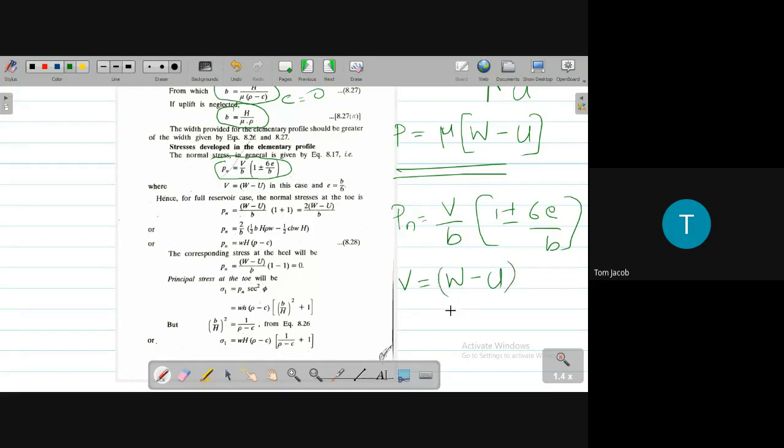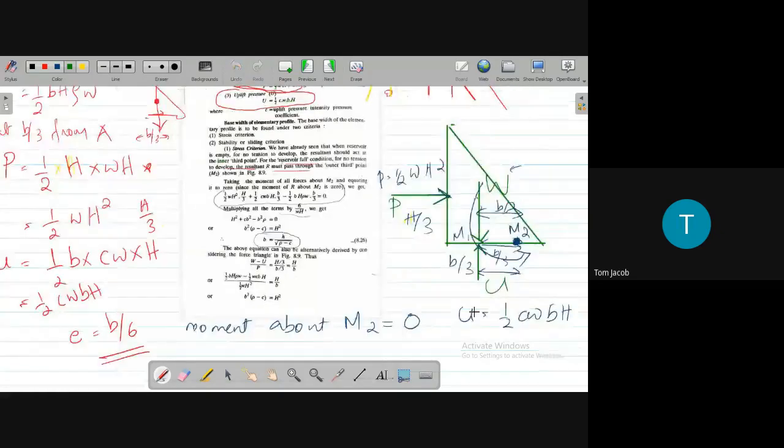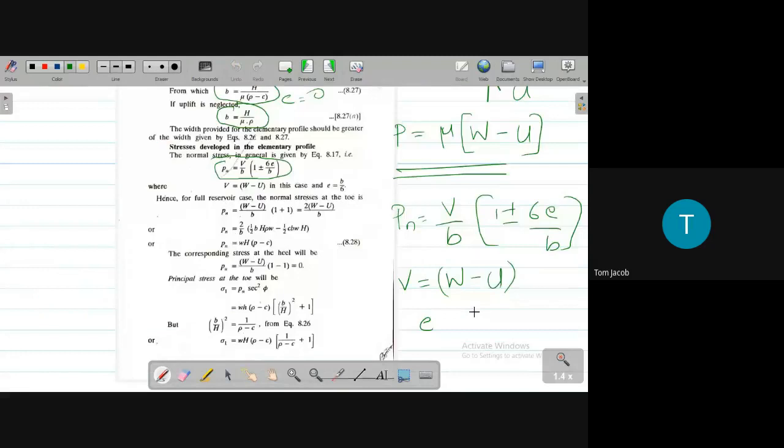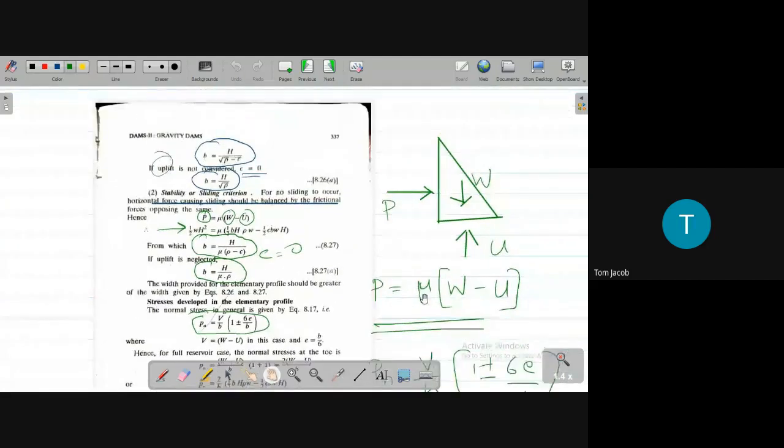And in our case, for the reservoir full condition, we have said the resultant is passing through the outer third point. Okay, so the outer third point, if we divide this base into 3, this is the outer third point, and the resultant will be passing through that point for the full reservoir condition. Okay, this is the condition that we are having here.